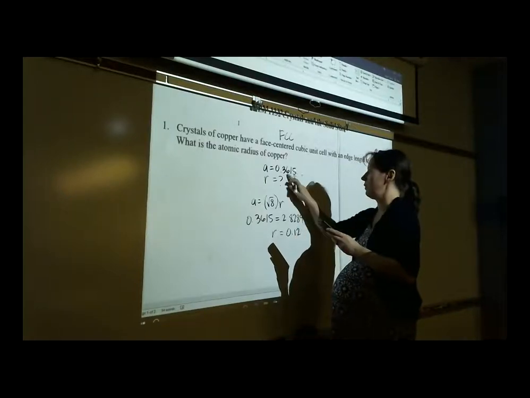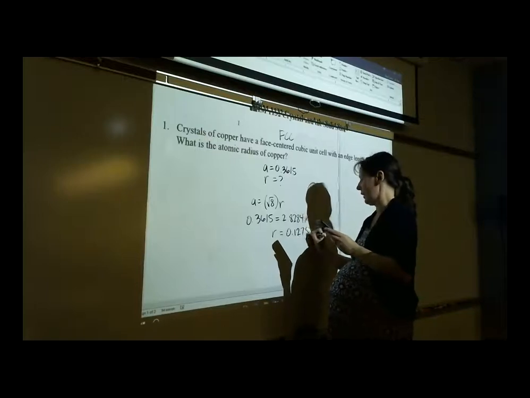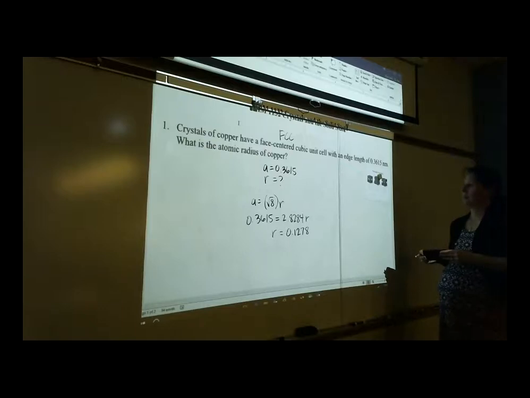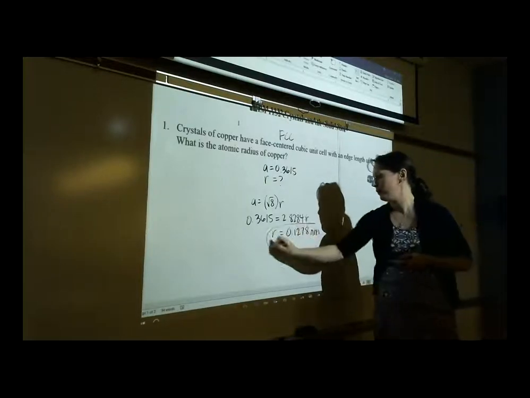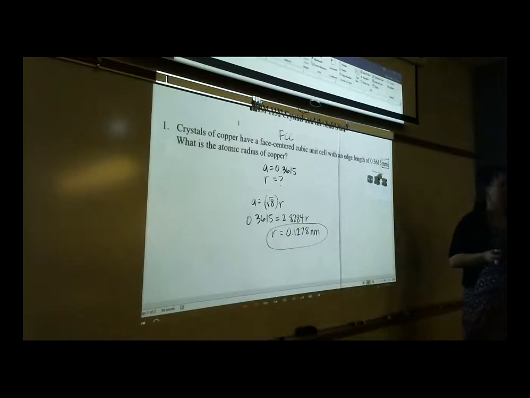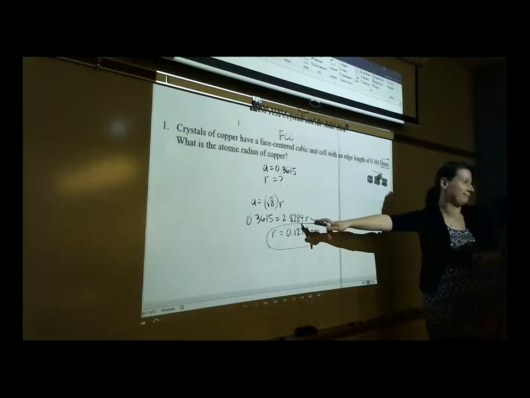I got 0.12, let's see, we got 4 sig figs. So 0.1278. And what would my unit be? Nanometers, right? Because I'm given nanometers as my unit here. So my unit here needs to be nanometers as well. Do we agree on this one? Did you get anything different? If your last decimal place is different, it's because of rounding. Depends on how many decimal places you carried out square root of 8.